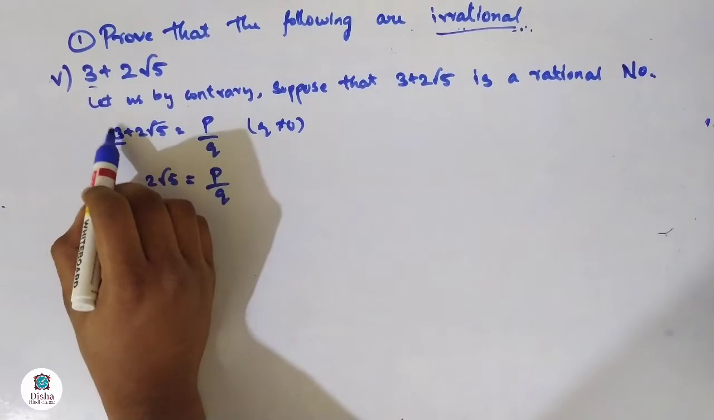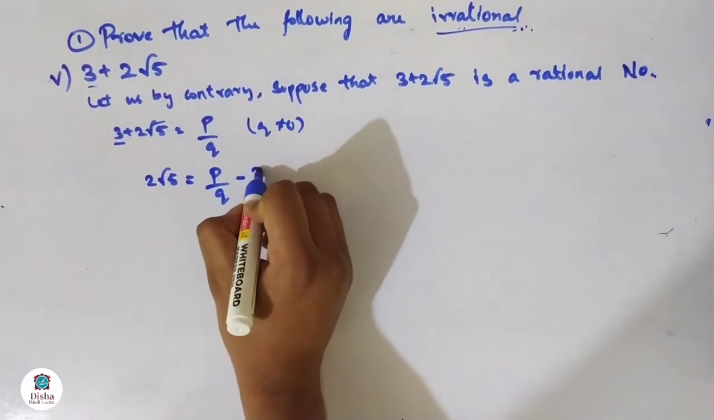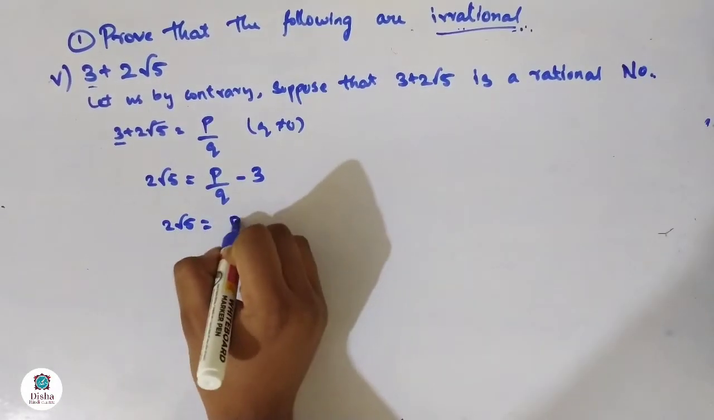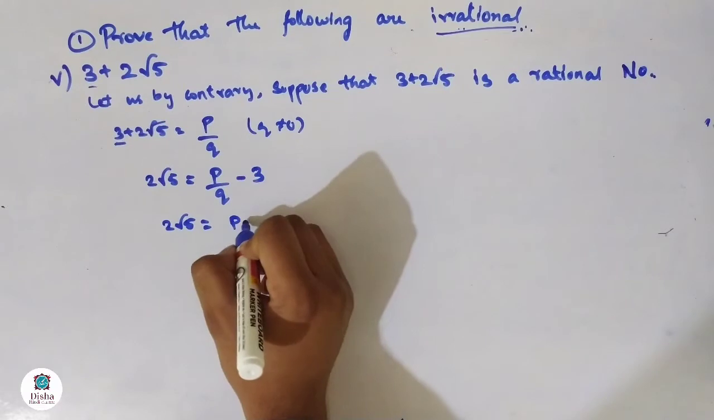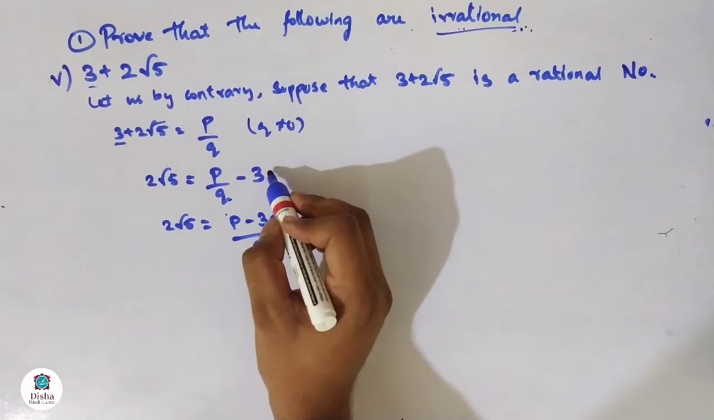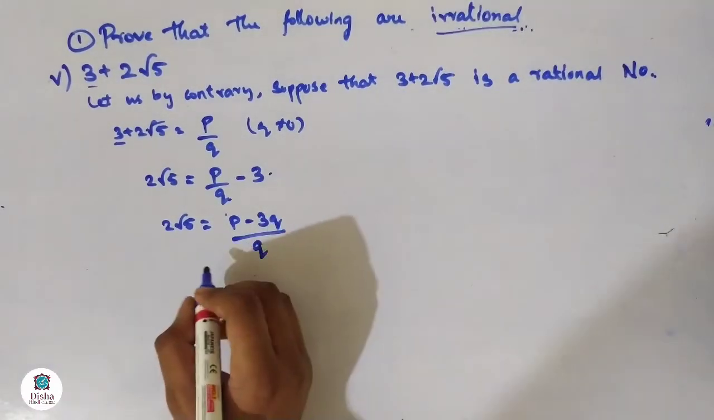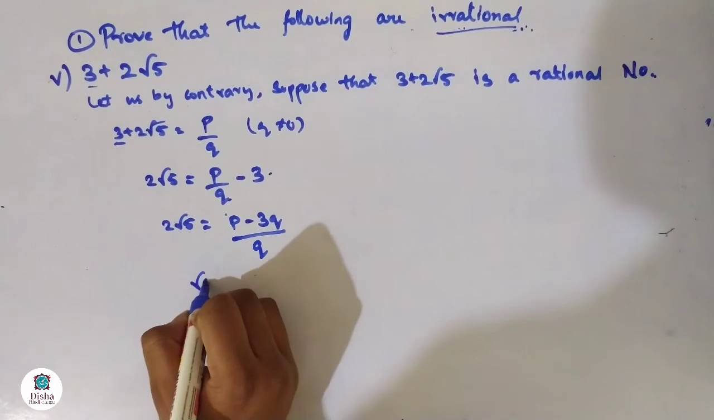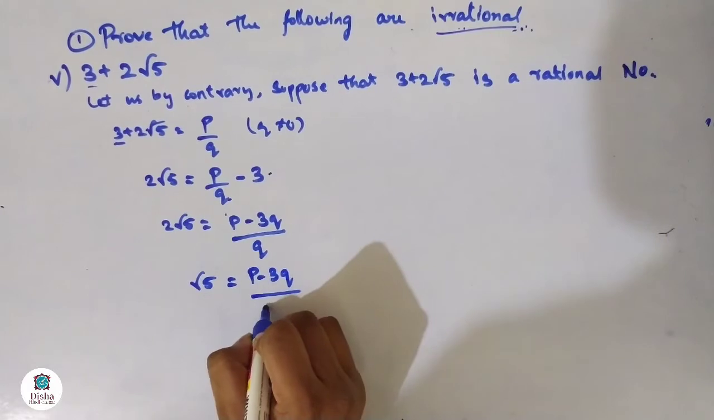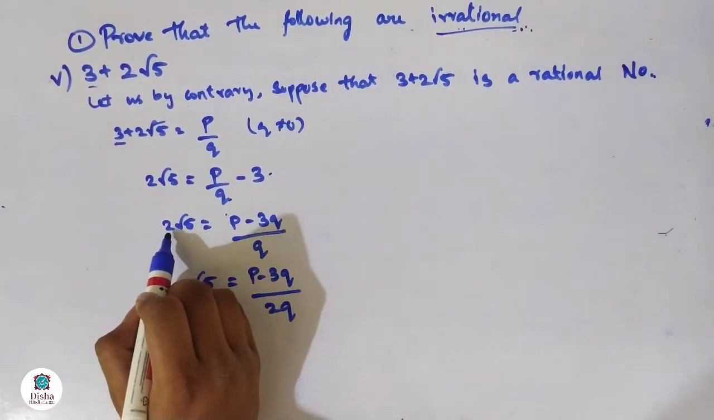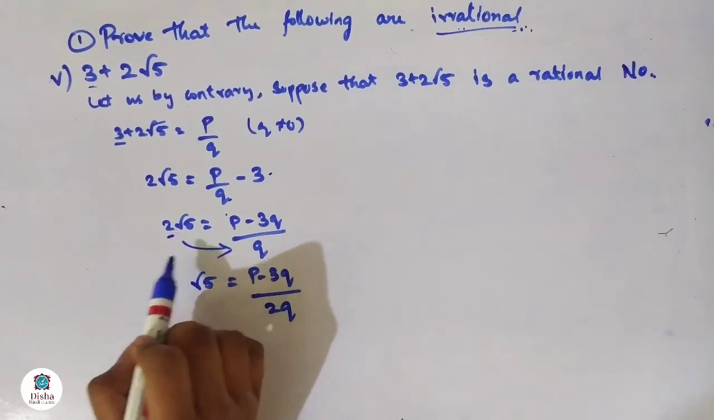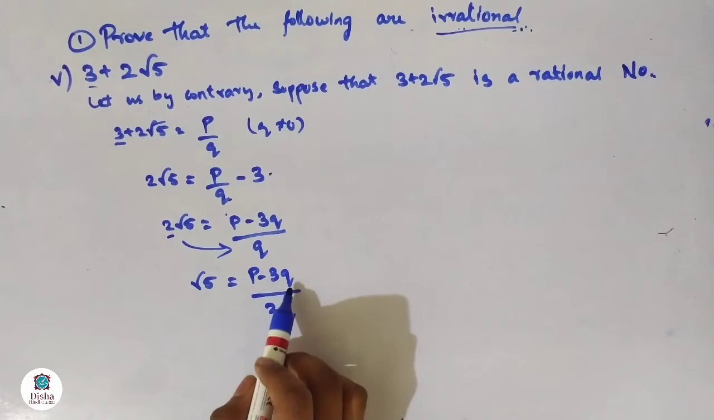Here we have 3. We will send it to the RHS. It will become negative, minus 3. So 2 root 5 equals, we have to equate the denominator here, so that will be 3q by q. So we will multiply this q in the numerator and denominator. Then we will have root 5 equals p minus 3q by 2q. Here we have 2 into root 5, so we are sending this 2 to the denominator. So then we have root 5 equals p minus 3q by 2q.